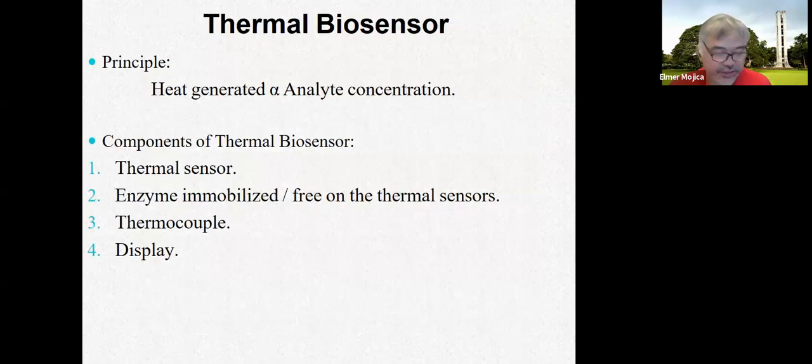So the heat generated is proportional or related to the analyte concentration. So you have a thermal sensor that you need there, an enzyme immobilized on the thermal sensor, the thermocouple, and then a display. So these are the components of the thermal biosensor.